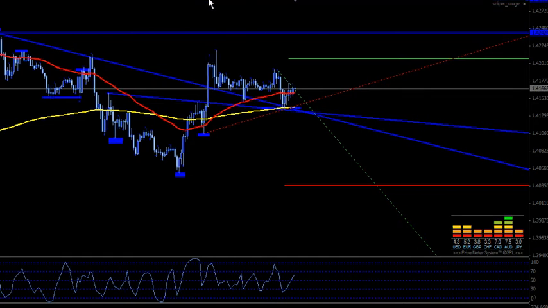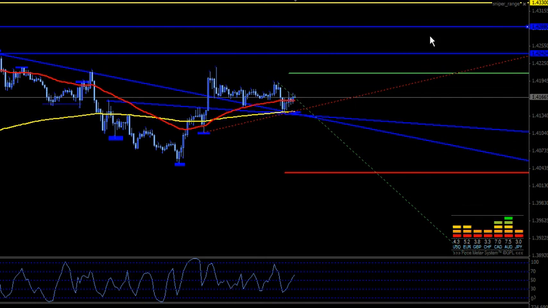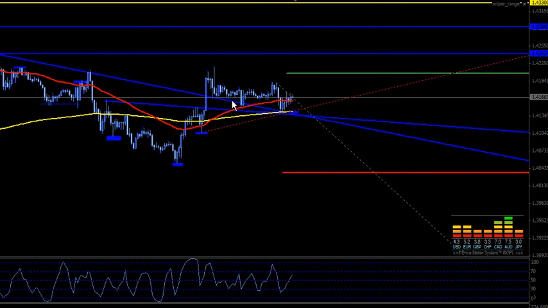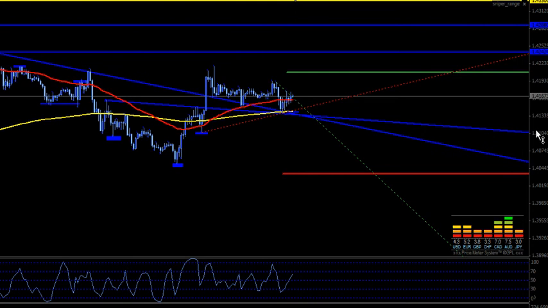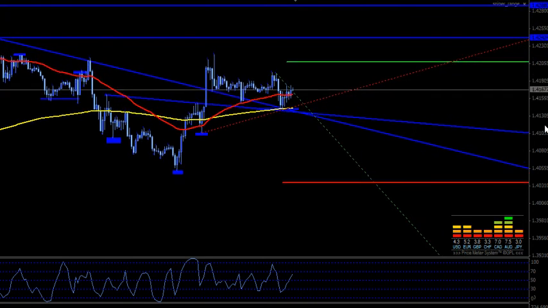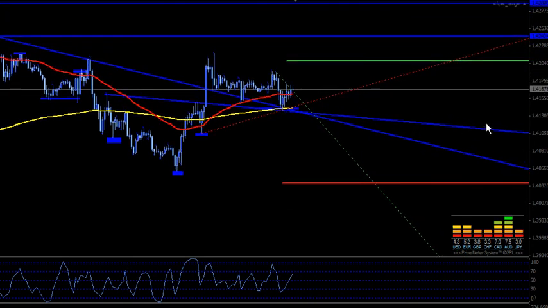Let's put it up here. Okay, so that is our new head and shoulders 30-minute target. So we have a 42.42 and a 42.88 target, because we have a double head and shoulders there basically.